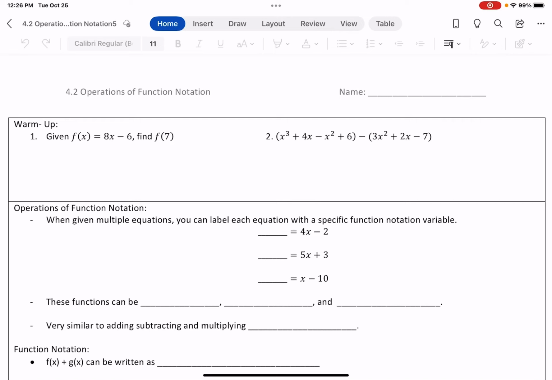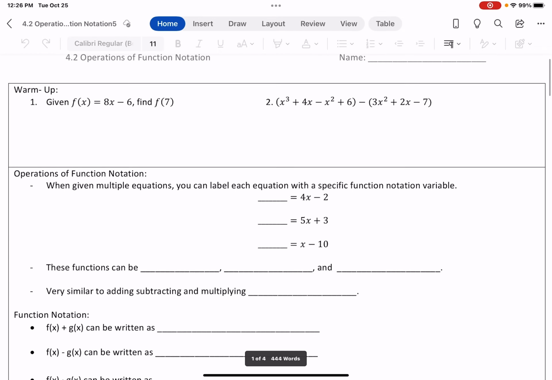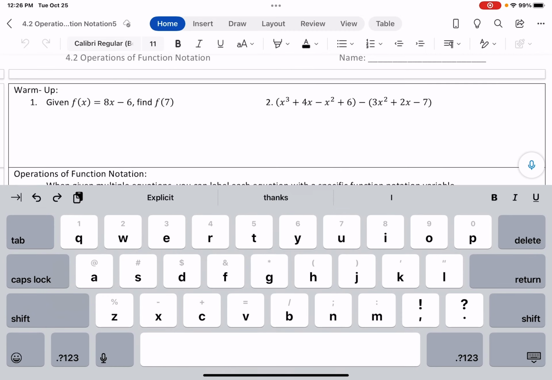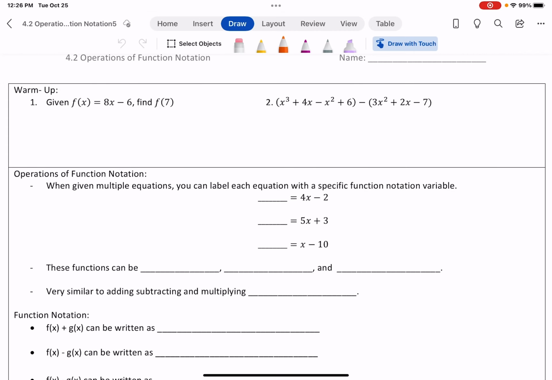Hey guys, so we're just gonna go ahead and get started with our operations of function notations. So let's look at our warm-up. This is what we talked about a little bit earlier this week. We are given a function.